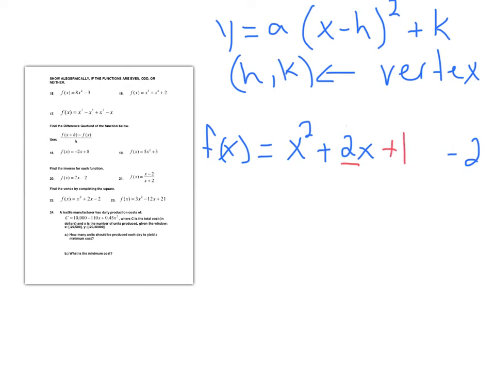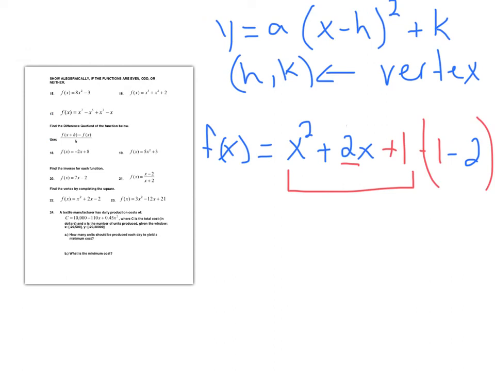But the thing is I don't want to change the value of my function. And so if I add 1, I also need to subtract 1. Okay? So you might think, okay, I've done nothing, which is good. I don't want to do anything to change it, but I'm just rewriting it so I can make this a little neater for me. Okay, so I'm going to just look at these three terms, kind of block these two out of my mind. Just ignore those. We'll get to those later.